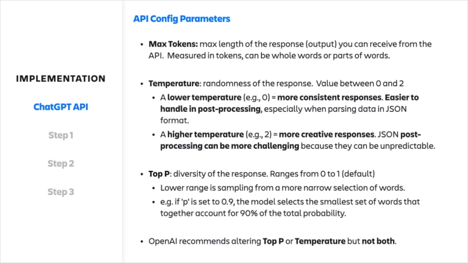So we'll start with the first one, max tokens. This is the max length of the response output that you can receive from the API, measured in tokens. So this can be whole words or part of words.